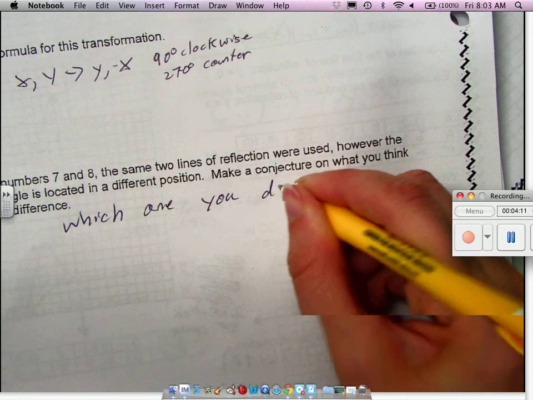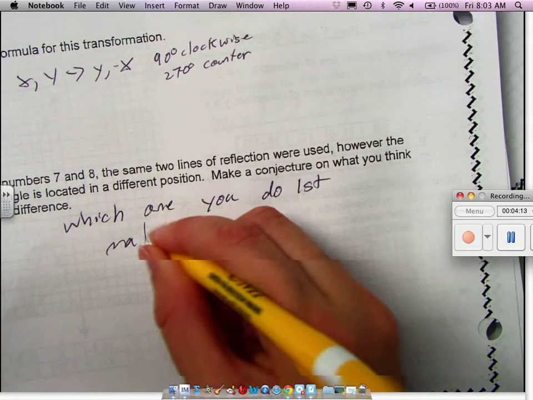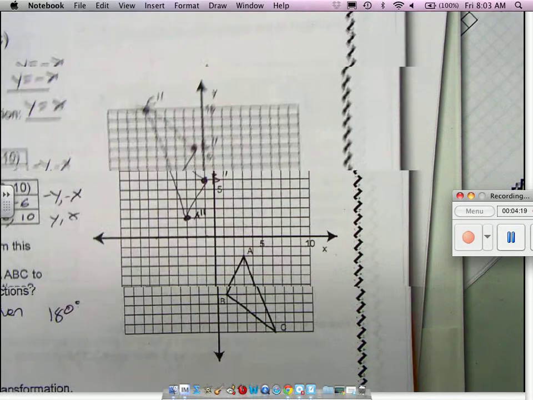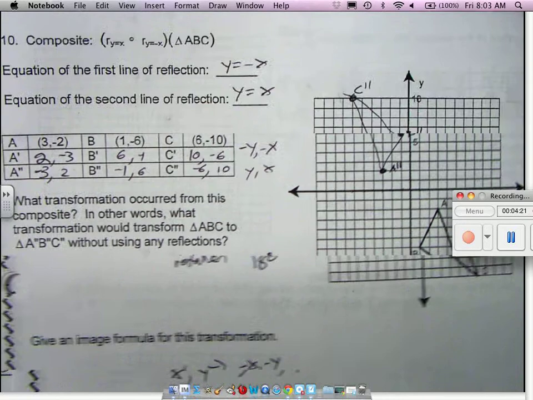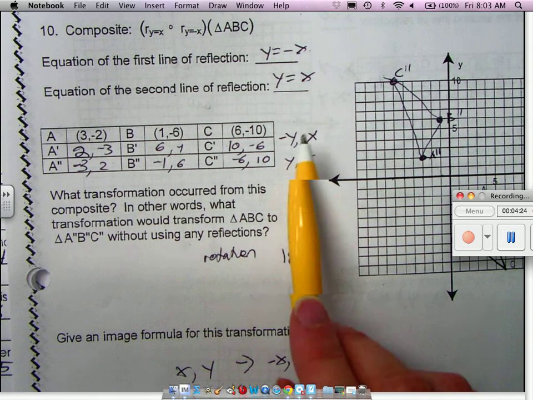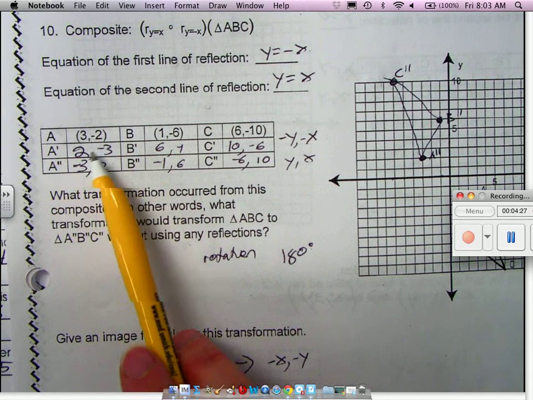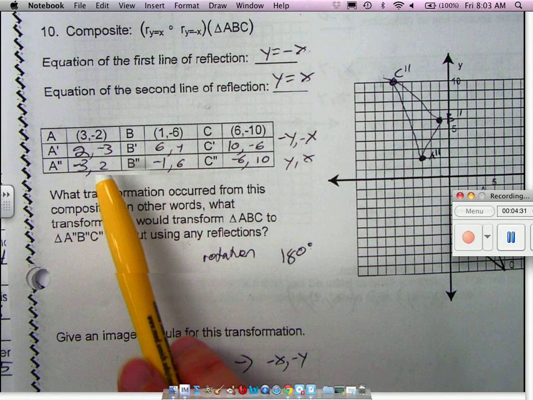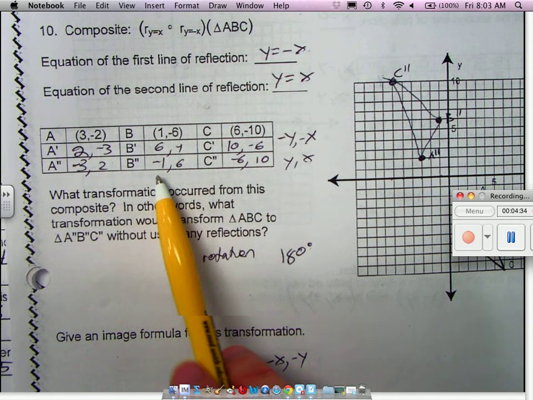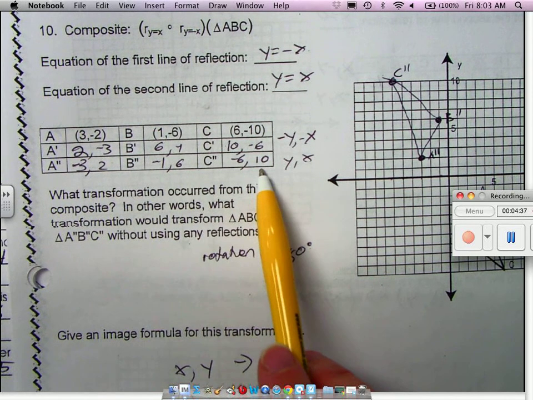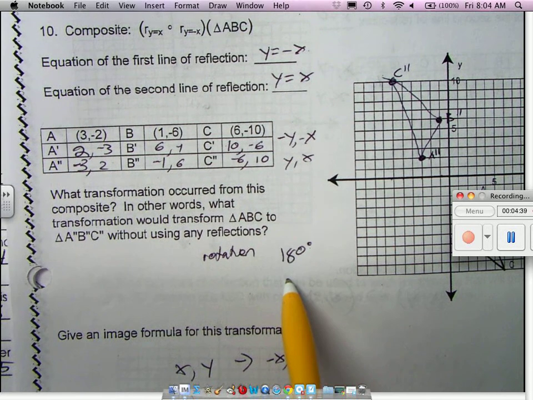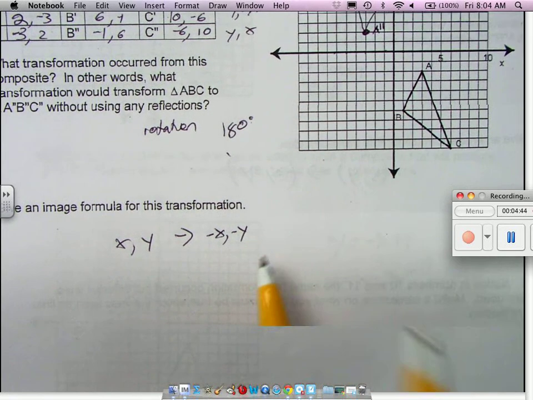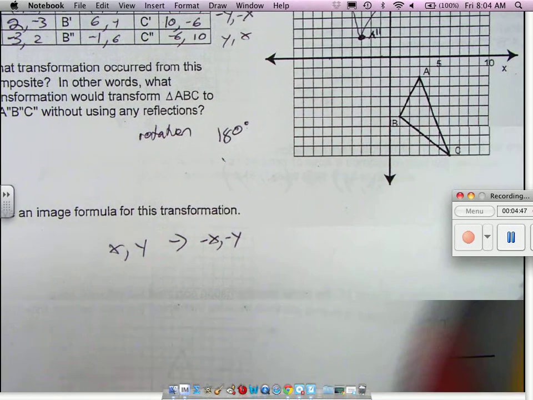For number 9. Okay, 10. We're doing y equals -x first, then we'll do y equals x. So it's (-y, -x) first: (2, -3), (6, -1), (10, -6). And then it's (-3, 2), (-1, 6), (-6, 10). It's a rotation of 180 degrees. It goes (-x, -y). Okay, 11.